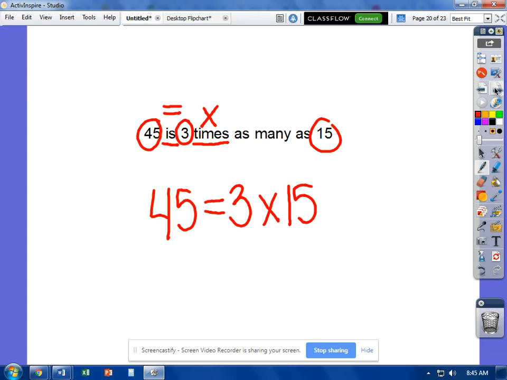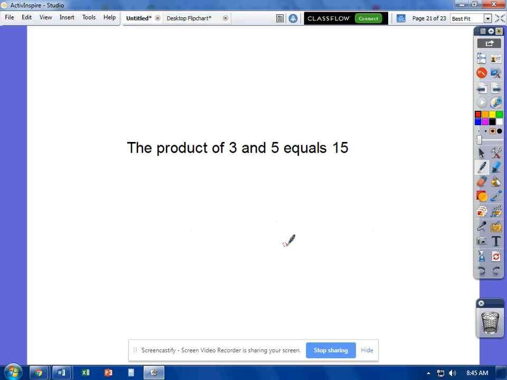Let's try another one. The product of 3 and 5 equals 15, okay? So I'm going to look for my secret code words. The first secret code word I see is product of. Remember, our secret code words are on the previous slide or in your notes. Product of means multiplication, so I'm going to put my multiplication symbol. And then I find my other secret code word, equals, and equals means equals. That's an easy one. Now this one is a little bit different. This is a little bit trickier.